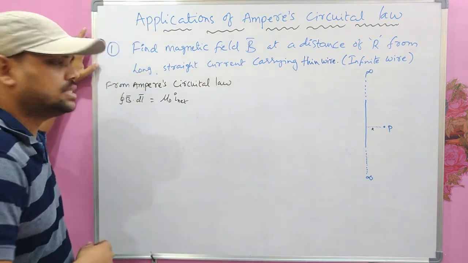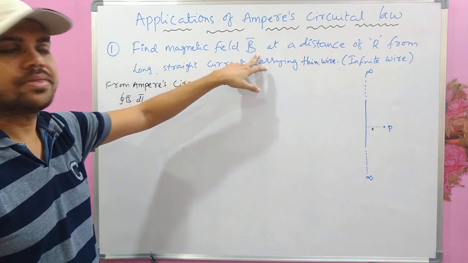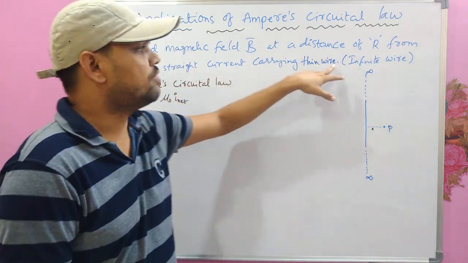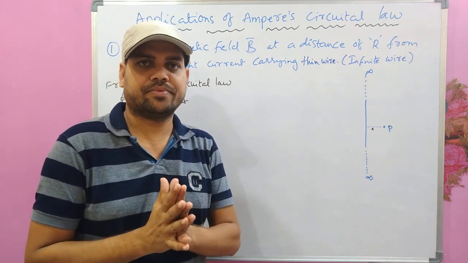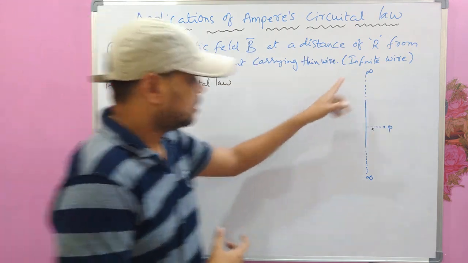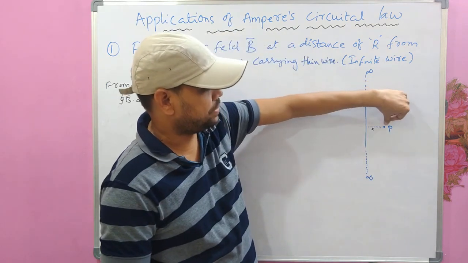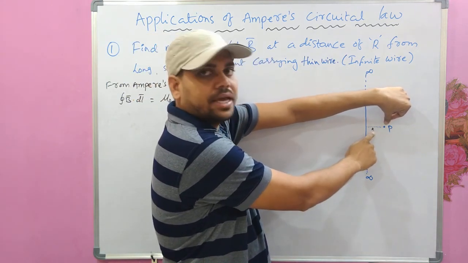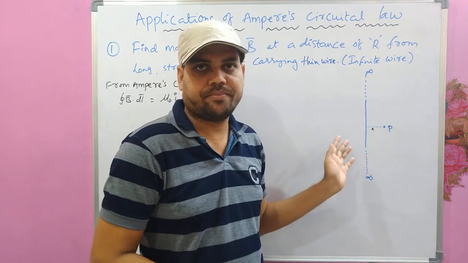Okay, so this is the first example that I have taken. Find magnetic field B at a distance of R from a long straight current carrying thin wire whose length is infinity. So a very thin straight wire with length infinity. You can see this picture. I want to find the magnetic field at this point P, whose distance from the wire is capital R.